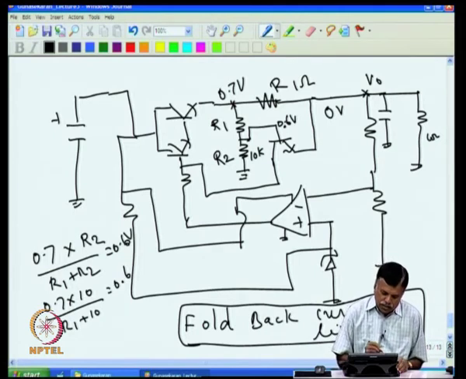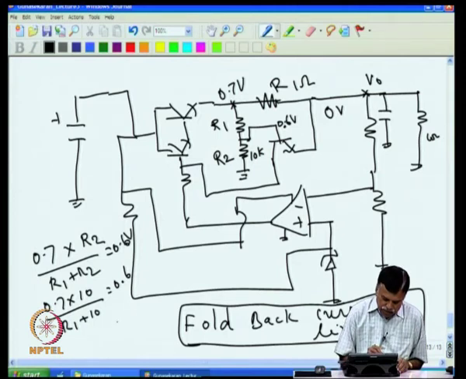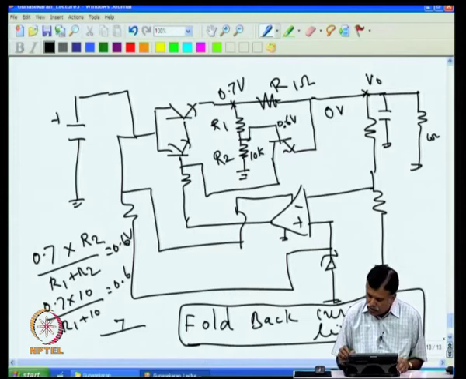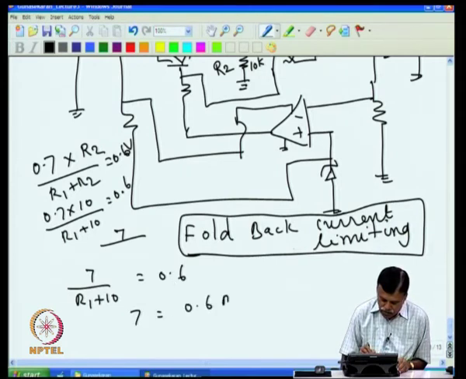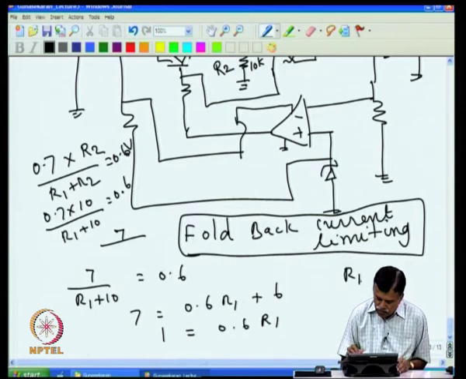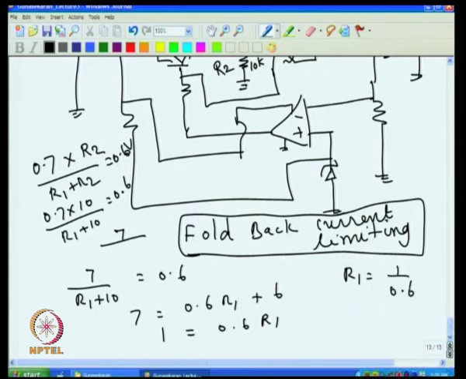Now, we can find out R1. R1 roughly will come around 1K, because if you calculate this back you will get 0.7 volt at the top, and then down you will get this. So, if you redraw this one, that is 7 divided by R1 plus 10 becomes 0.6. So, we can write 7 equal to 0.6 R1 plus 6. So, that will give you 1 equal to 0.6 R1. So, R1 will be equal to 1 divided by 0.6, in kilo ohms, because we have taken everything in kilo ohms.